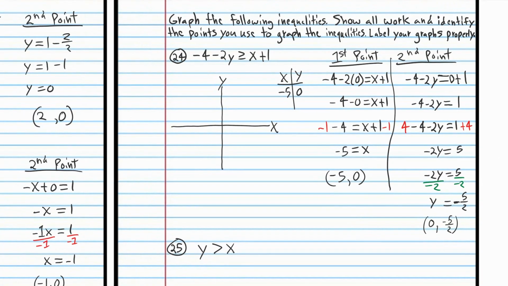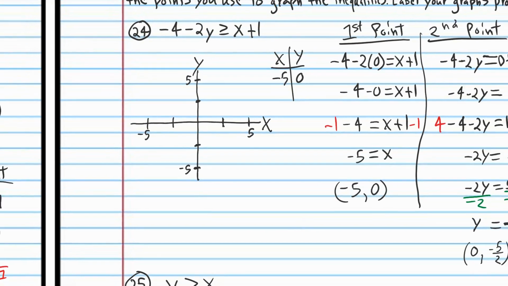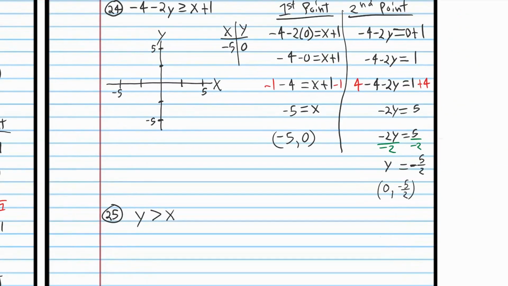All right, so now we're ready to graph those points. So I'm just going to make 5 the biggest point here. So halfway between 5 would be 2.5. That might be kind of confusing if you don't realize that half of 5 is 2.5. You can use a different scale if you want to.